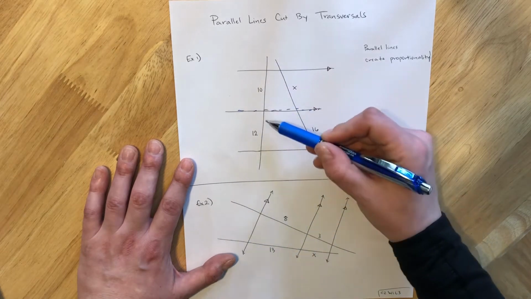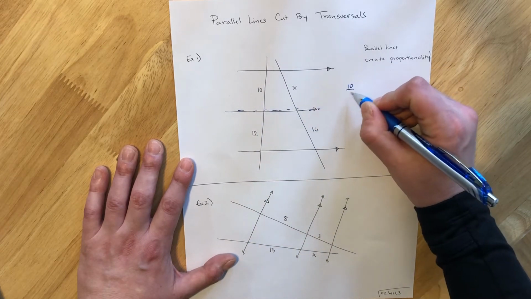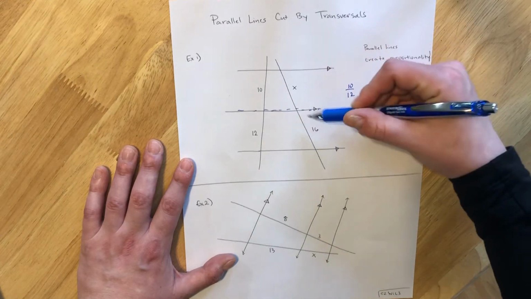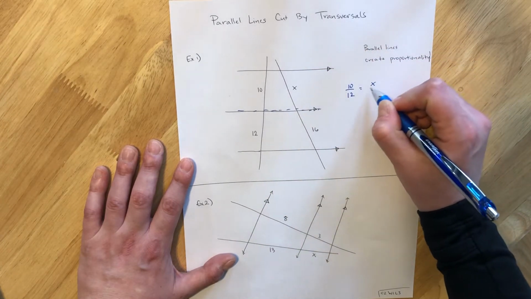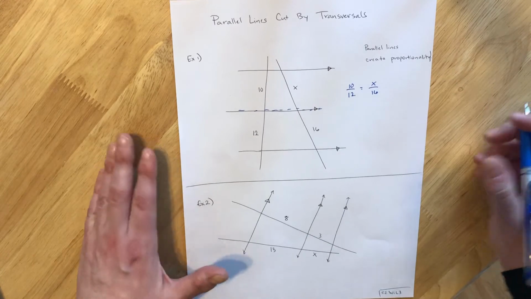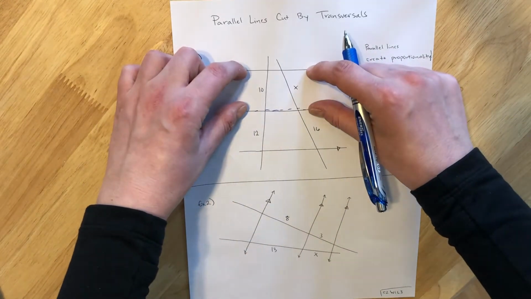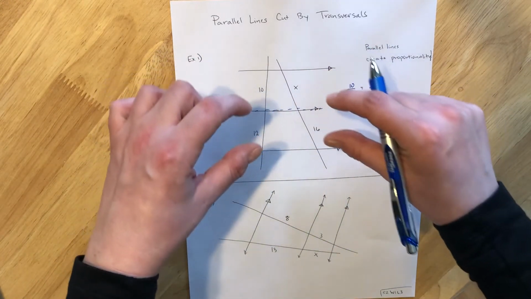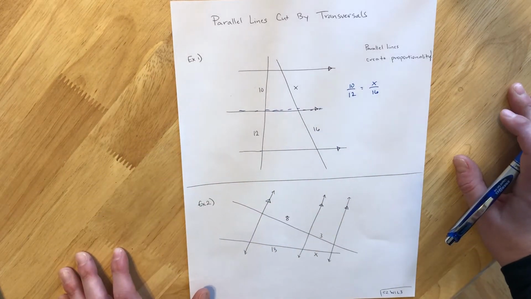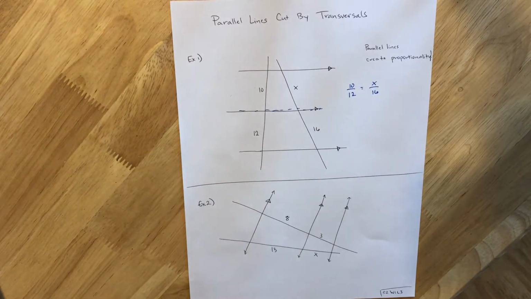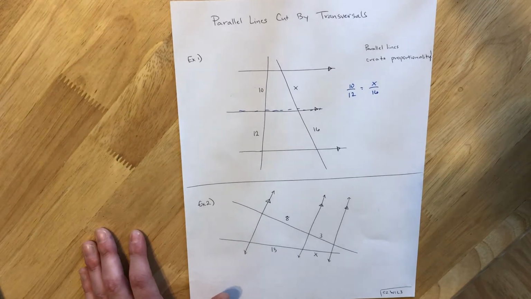So the 10 over the 12 is exactly equal to the x over the 16. Because again, these parallel lines are proportional. The 10 and the x connect in the same way the 12 and the 16 connect. So there are a couple of equivalent proportions that you could set up and solve here.